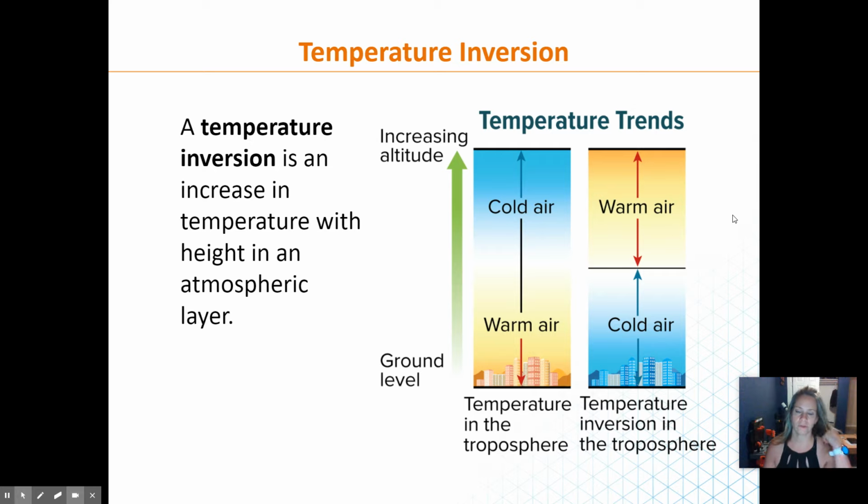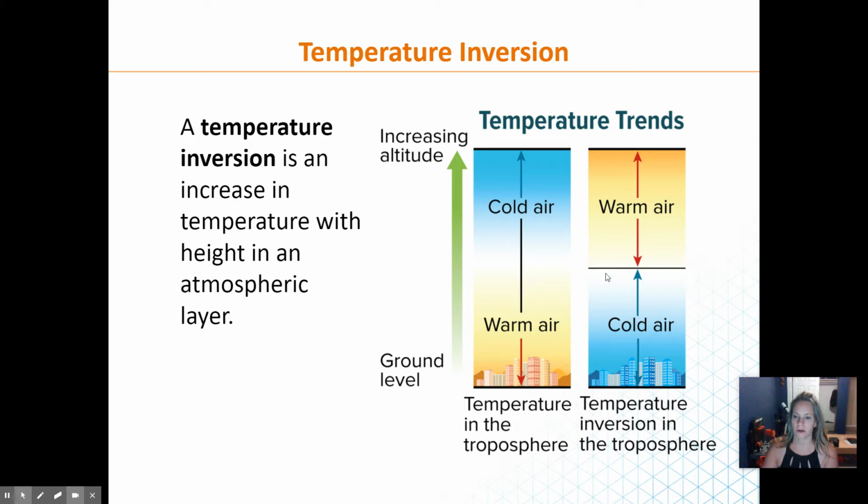All right, so if we look at temperature inversion, what you've got is cold air on the bottom and warm air on top. So here's a normal situation. Radiation is coming in, heating up the ground. The ground radiates that energy back out. That warm air wants to rise, and so it takes pollutants or smog with it.